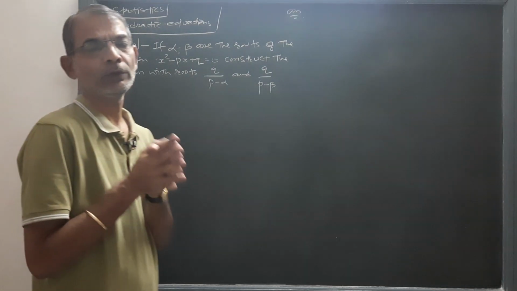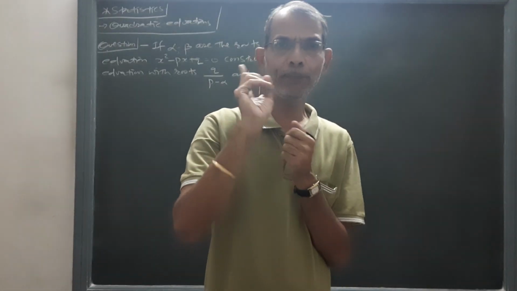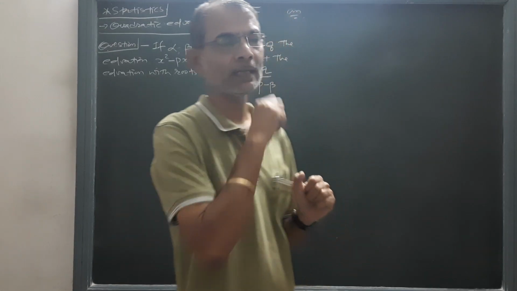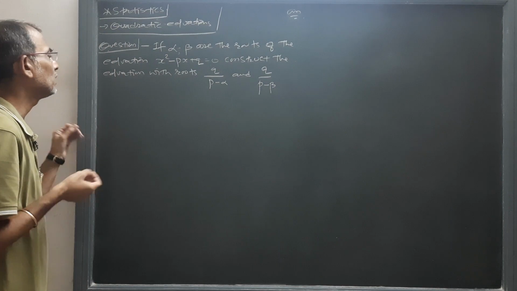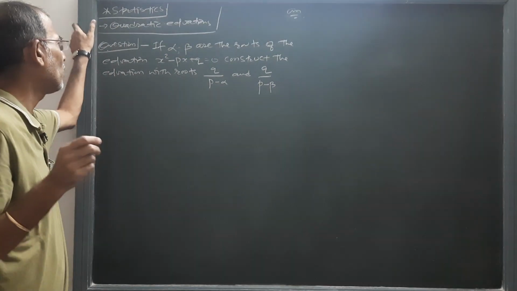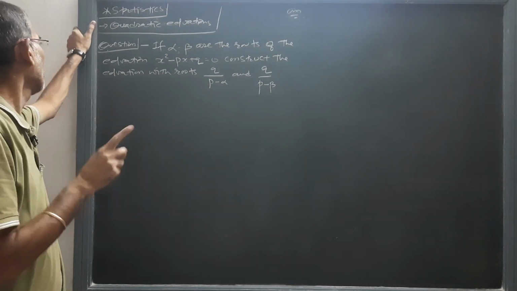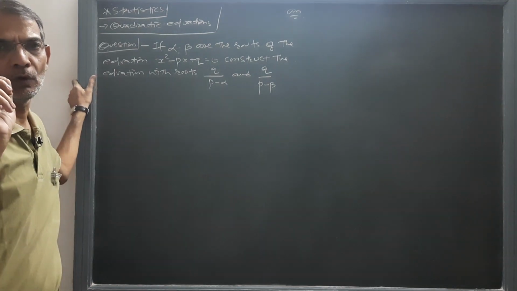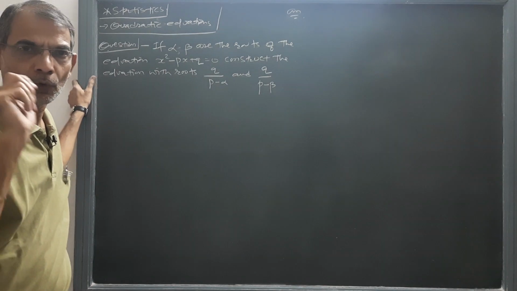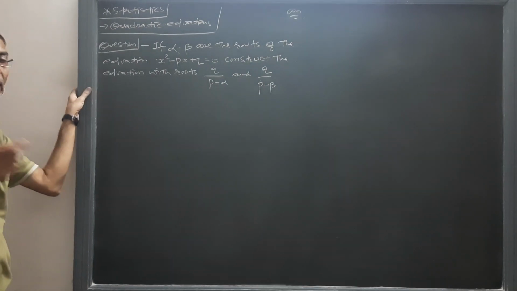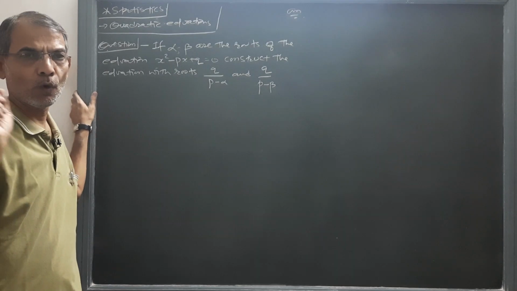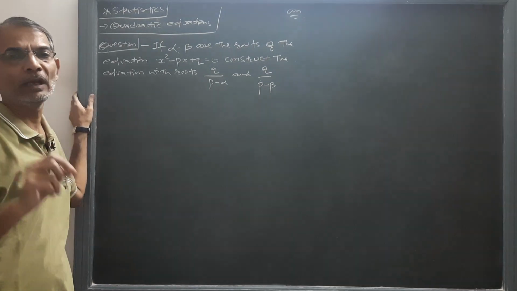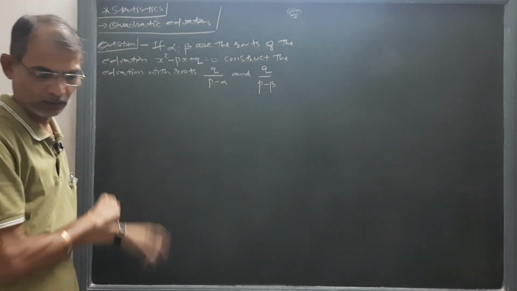In this lecture, we are going to solve an important question of quadratic equations in statistics. As you can see, the question on the board is: if alpha, beta are the roots of the equation x square minus px plus q is equal to 0, construct the equation with the roots q upon p minus alpha and q upon p minus beta.